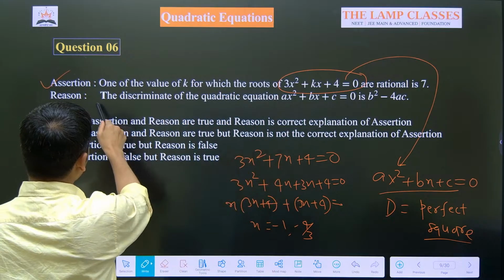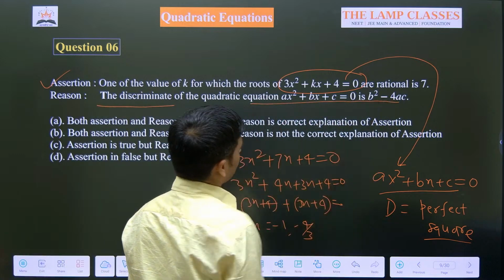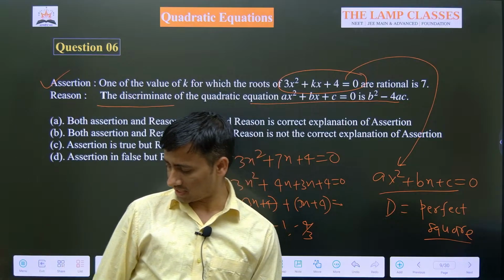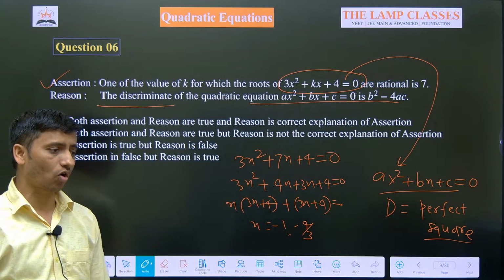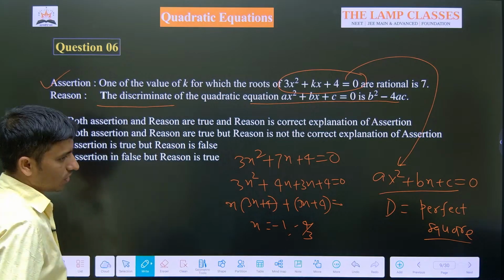The discriminant, okay, spelling I have written wrong, of the quadratic equation, this is b square minus 4ac, right? Yes, correct. Now the second statement is not the explanation, right? Obviously, even though both of them are correct. So we should mark option B for this.